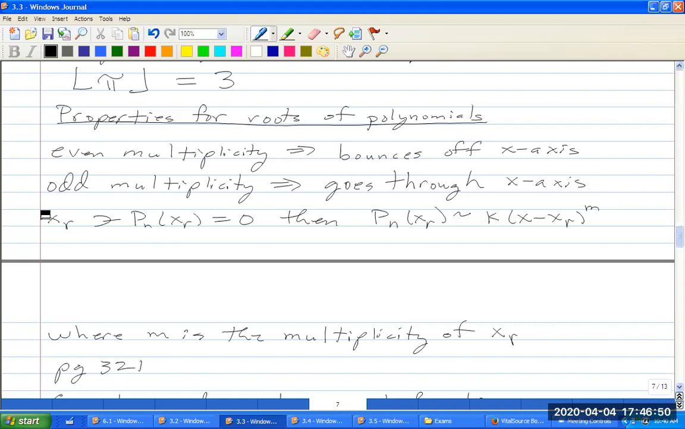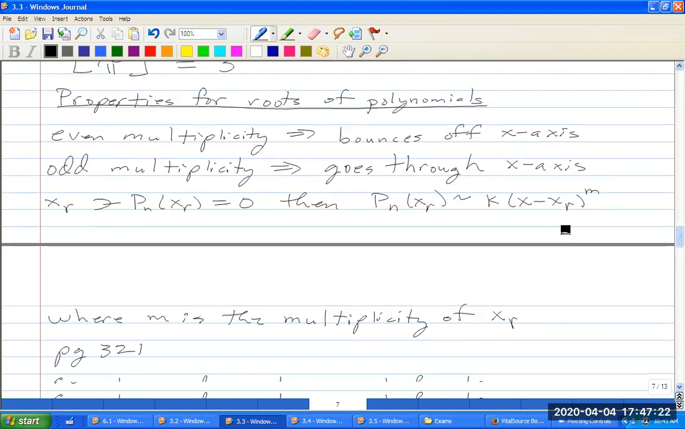So suppose x bar is some root of the polynomial, so that the polynomial at the root is 0. That's the definition of root. Then p near x bar is asymptotic to some constant k times x minus x bar to the m, where m is the multiplicity of this root. Okay, so let's do some examples.